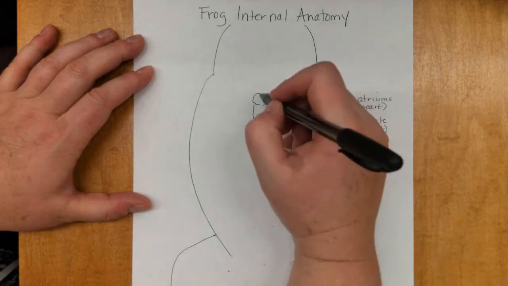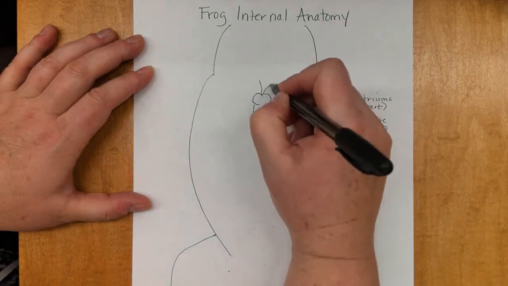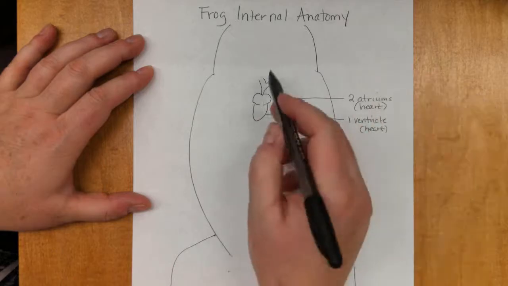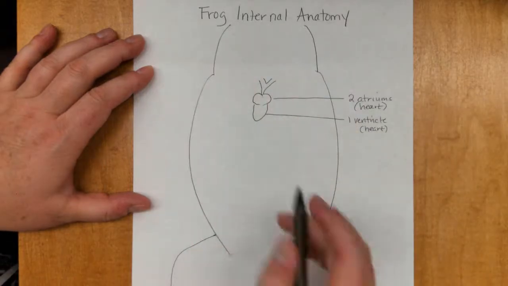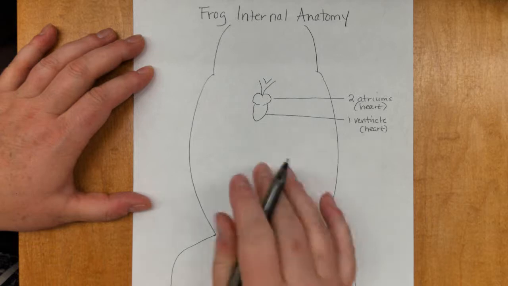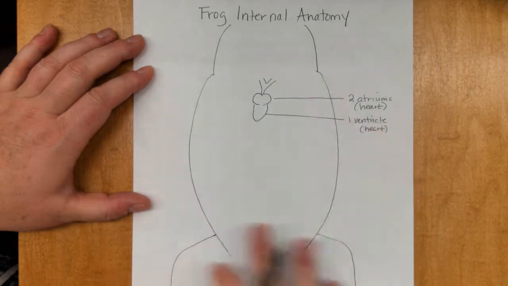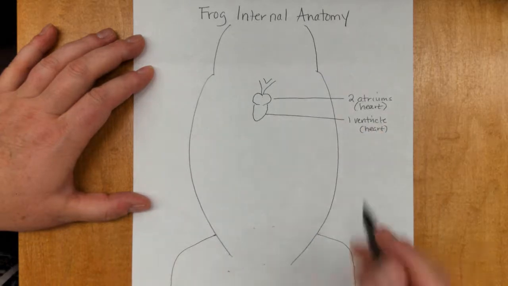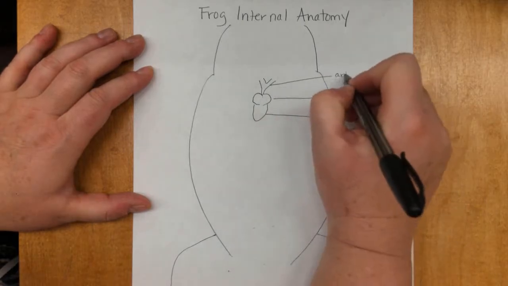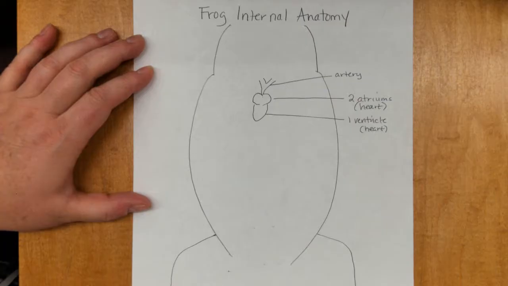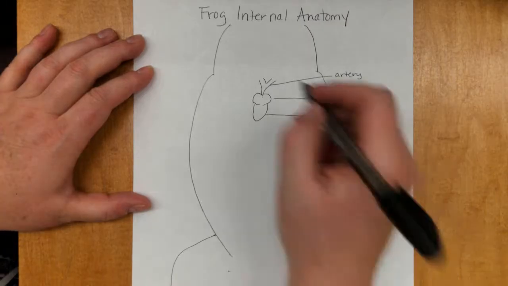Now, there are going to be several arteries coming off of this heart, going all the way throughout the body. We'll probably draw another artery somewhere down here after we get the digestive system in, just to demonstrate that they all really do go all over. So what I'll do is I'll just mark this as an artery. And that is pretty much the circulatory system.